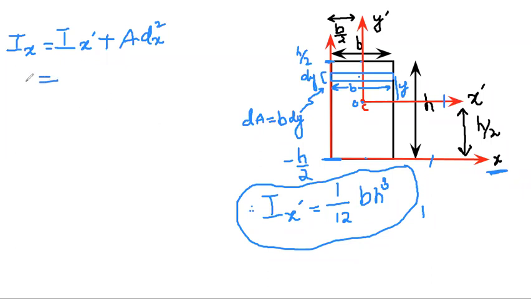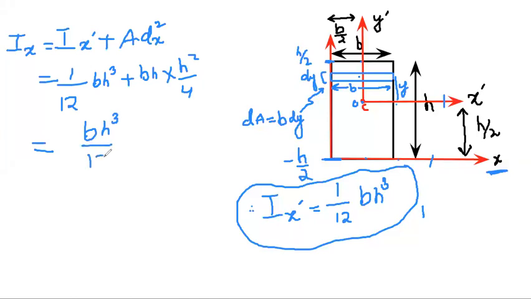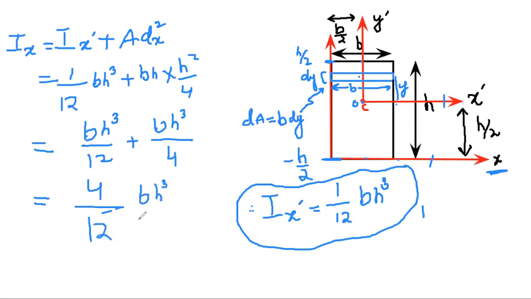Ix prime is equal to 1 by 12 bh cube. The area of the rectangle is equal to b multiplied by h, total area, multiplied by the square of the distance between these two axes, that is h by 2 square, that is h square by 4. That is equal to bh cube by 12 plus bh cube by 4, which is equal to 4 by 12 bh cube, that is equal to 1 by 3 bh cube.